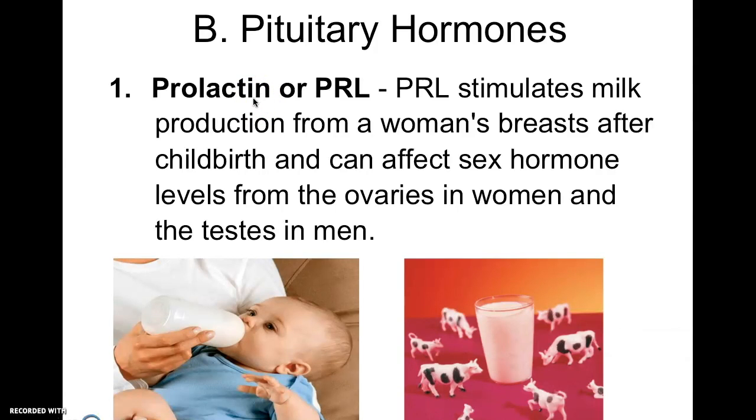So the first one is called prolactin, PRL. That's what stimulates milk production from a woman's breast after childbirth. It can also affect sex hormone levels from the ovaries. They say after you have a baby that you have a little window, and this is a bit of a myth because I've known women who have gotten pregnant, but when you're breastfeeding and your prolactin is so high, your eggs are kind of shut off, like you're not producing any eggs. But again, it's all individual. That's what it means by it can affect your sex hormone levels. When this is high, your ovaries don't function as they would when it wasn't high.